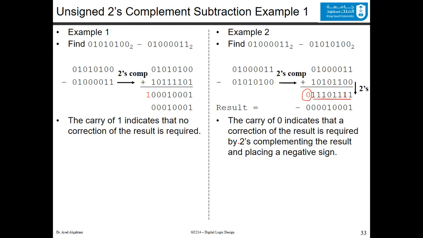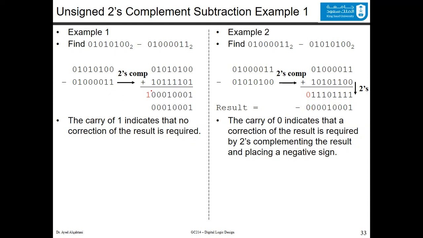And to do the correction, you do the 2's complement of the result. You see this result here? You do the 2's complement to get the final result. So you keep this one as is, and then you flip the rest of the bits, as you can see here. And this would be the result, but you add a negative sign to indicate that this is a negative value.